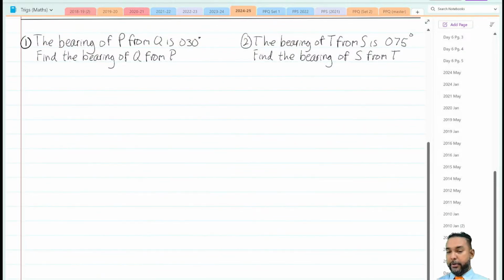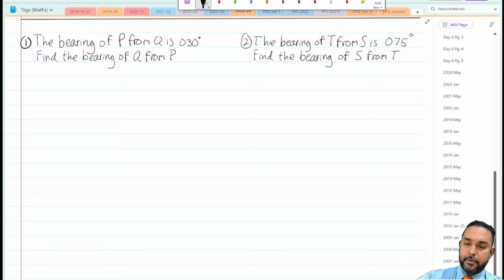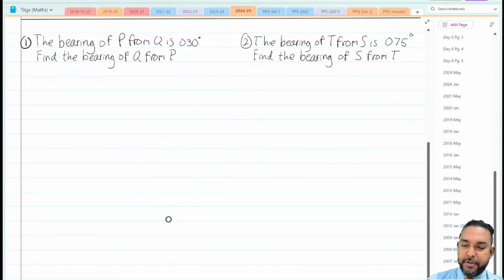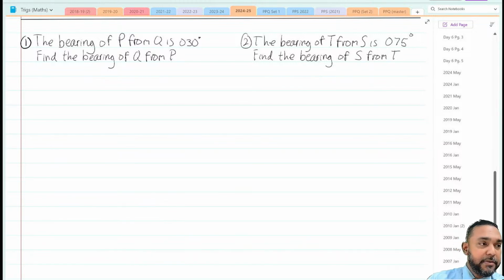So let's see how that first one is looking, shall we? The bearing of P from Q is 030 degrees. So that's 30 degrees. So let's put a P, bearing of P from Q. If it's from Q, it means Q is your starting point. So you have to put Q somewhere there. And then 30, so draw a north line here.